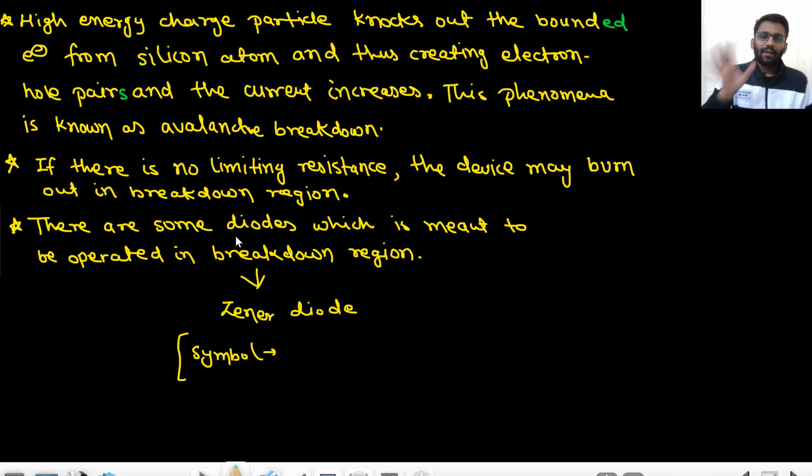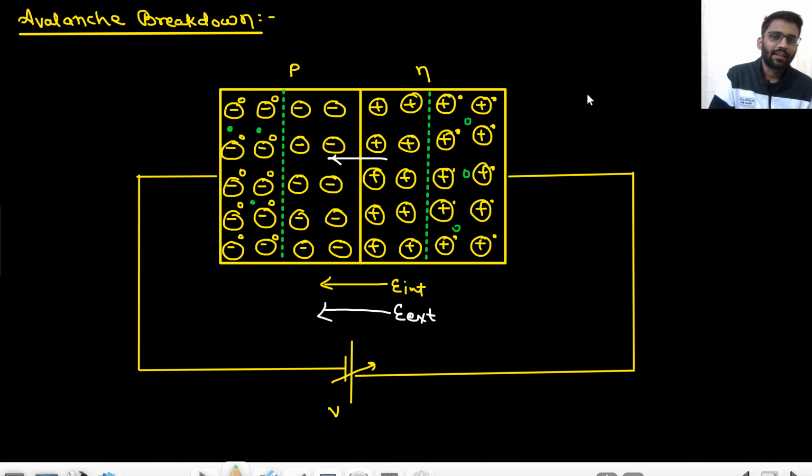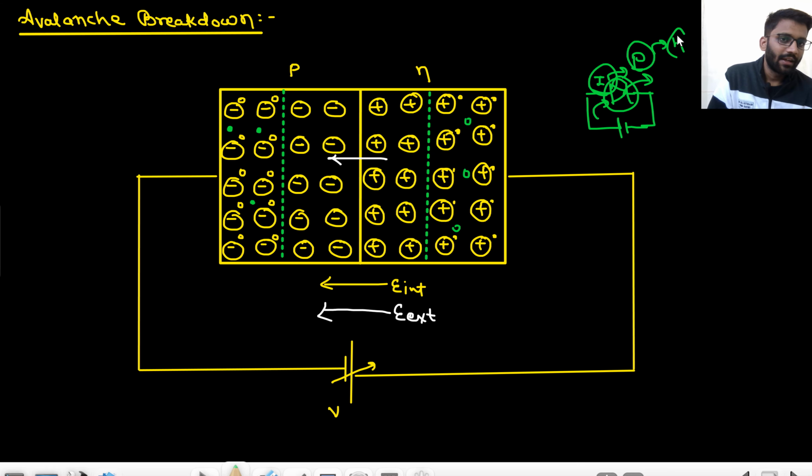Now what will happen if there is no limiting resistance? If there is no limiting resistance, that means this is a simple circuit, you are having a diode, and this is a circuit. Now the diode is working in the breakdown region. So what will happen? A very large amount of current will flow, and this diode cannot take this much current. Very large current means a lot of power, a lot of power means a lot of heat, and because of this heat, this device may burn out.